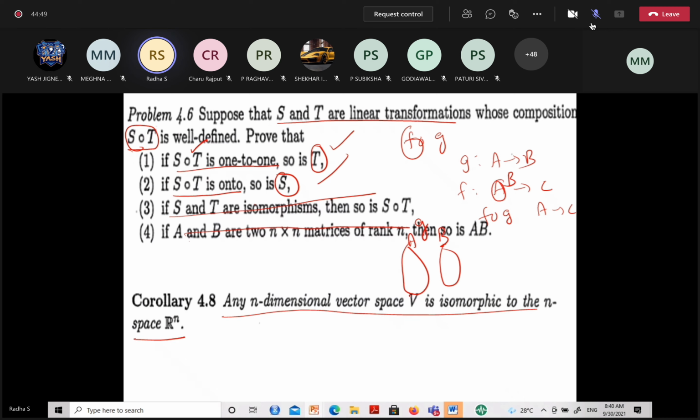Okay, at least answer this corollary. Any n-dimensional vector space is always isomorphic to the n-space R power n. Is that correct? Okay, I'm saying R cube. R cube is isomorphic to, can you say two more, R power 4, I'll say better. Can you say two more 4-dimensional vector spaces which are isomorphic with R power 4? M of 2 by 2, matrix of 2 by 2. Okay, M 2 by 2 over R, very good.